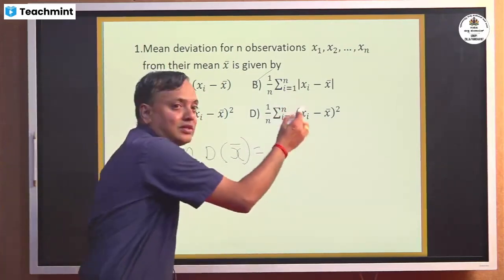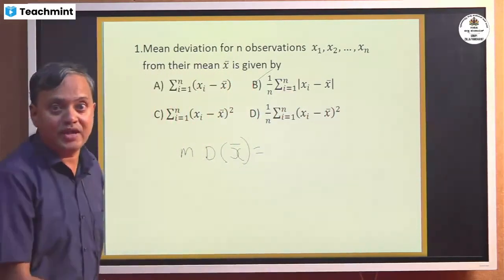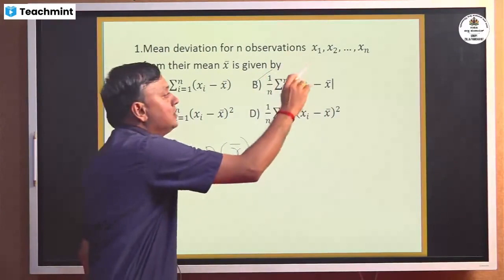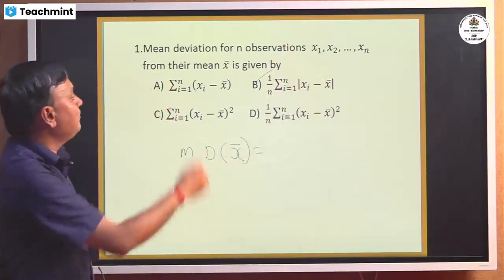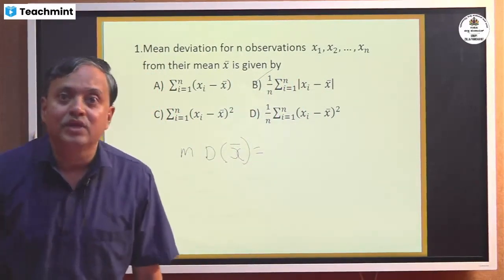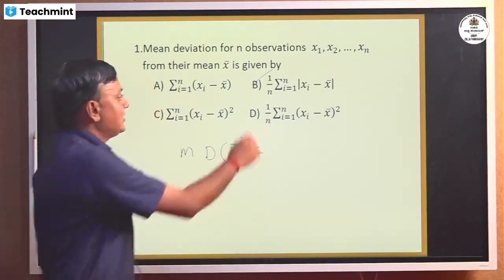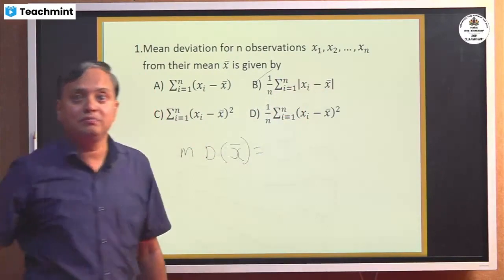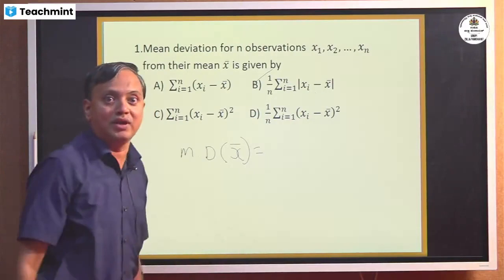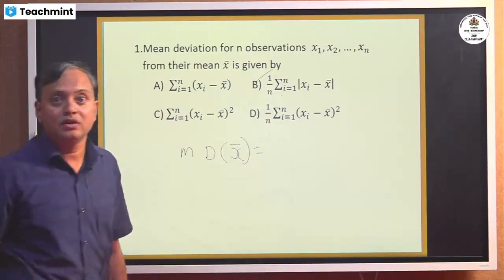If we remove this modulus and put a bracket and square it, that is variance, correct. What is the variance? 1 by n sigma i varies from 1 to n, xi minus x bar whole square. But mean deviation about mean is 1 by n sigma, second option. Suppose if you find mean deviation about median, this formula becomes the same if you replace x bar by median. So that is 1 by n sigma i varies from 1 to n modulus of xi minus m, that is mean deviation about median. This is for mean deviation about mean.